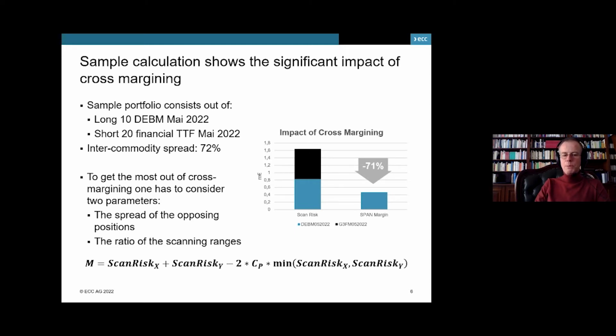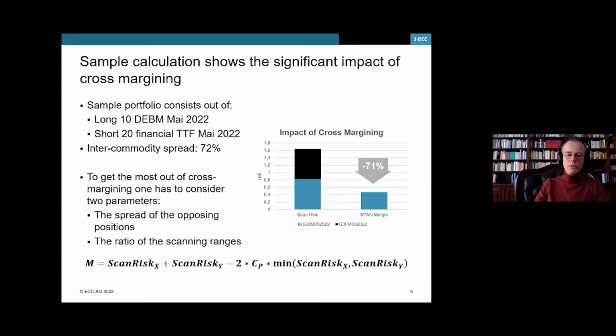And you can see the reason by checking the formula. If you take the minimum out of both scan risks, it's pretty beneficial to have scan risks of similar heights. So here, the scan risks are almost the same, which you can see in the picture also. On the left-hand side, the black box is almost the same size as the blue box. That means the minimum of both of the scan risks is essentially just one of those because they are almost the same, and then we get the most out of the cross-margining.